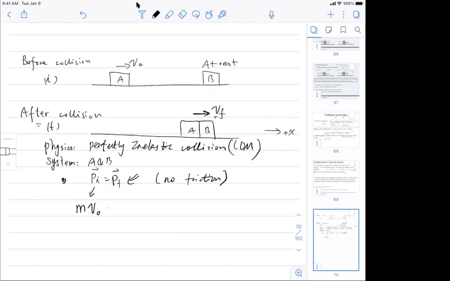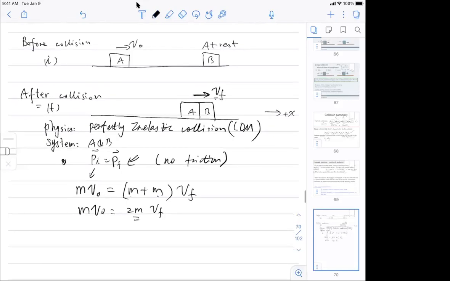Now afterwards, A and B are together. If there are different masses, you have to indicate them with different variables, but they're the same mass, so I'm just going to write M for all of them. A and B together, V final. You can see that because they have the same mass, the mass doubles, so they're going to move half as fast as before, right? So the speed after is half of the speed of A. So that is my first question.